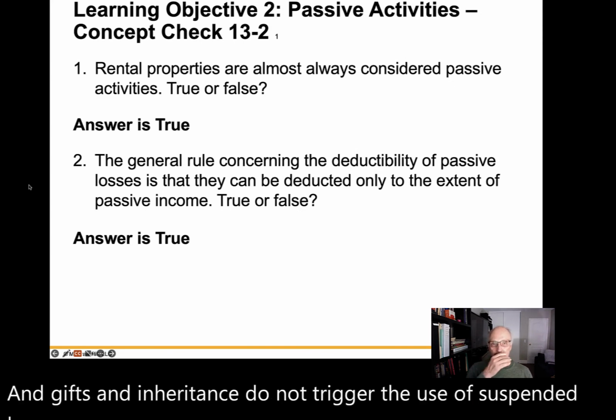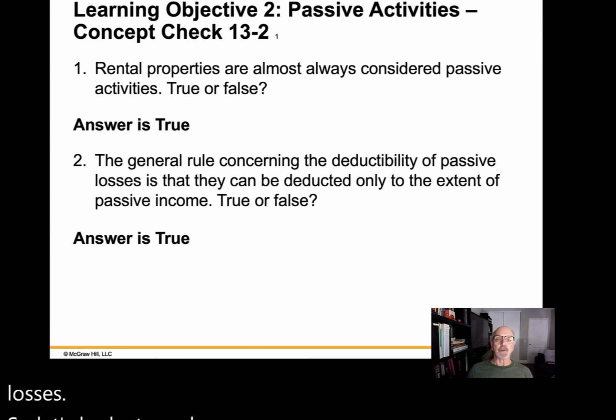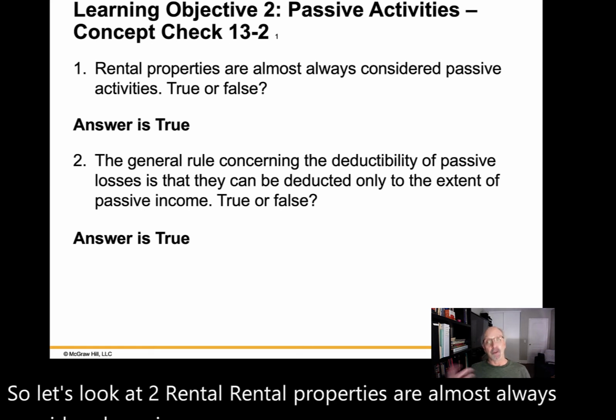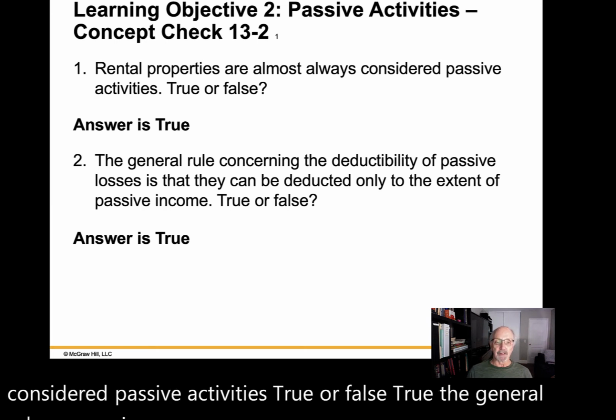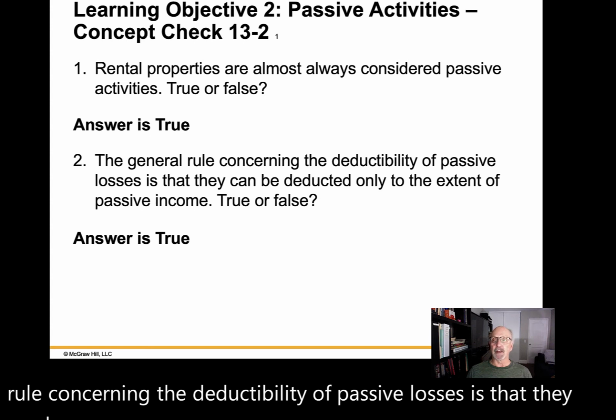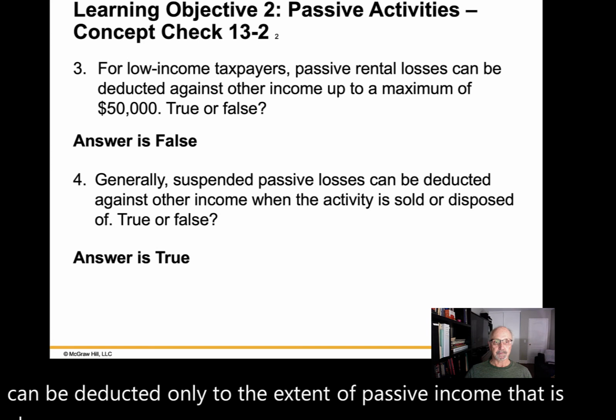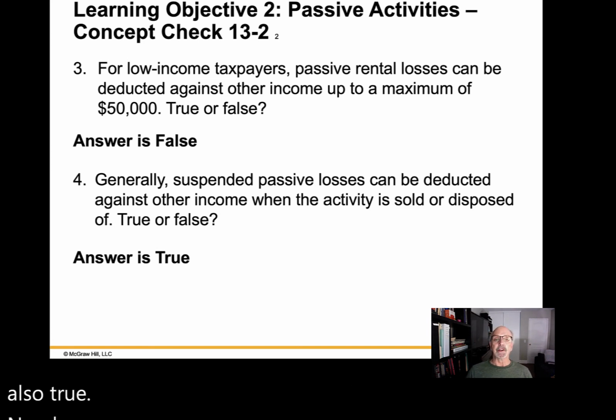So let's look at number 2. Rental properties are almost always considered passive activities. True or false? True. The general rule concerning the deductibility of passive losses is that they can be deducted only to the extent of passive income. That is also true. Number 3, for low-income taxpayers, passive rental losses can be deducted against other income up to a maximum of $50,000.